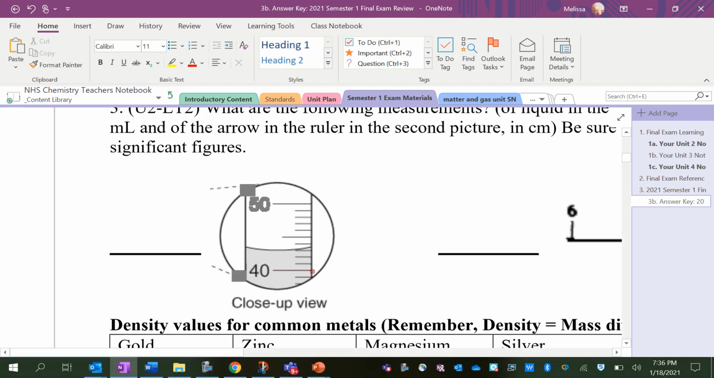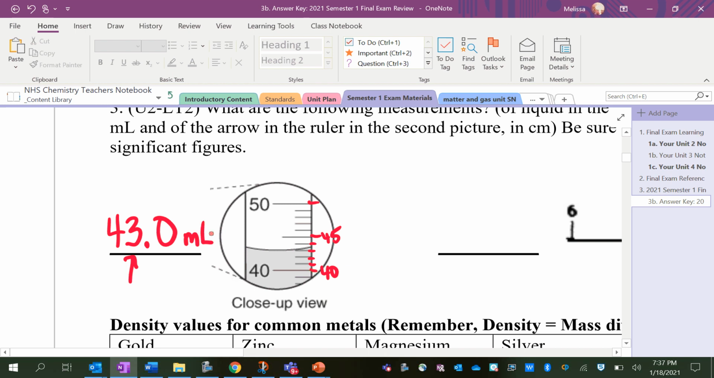So this instrument goes by the ones place because this is 40, this is 45, and then 50. So it goes 41, 42, 43, 44. And it looks like it's somewhere between 43 and 44, and specifically maybe right on the 43. So we don't just write 43. It goes by the ones place. So we always estimate out one more. So if you think it's right on the line, you need to write 43.0.